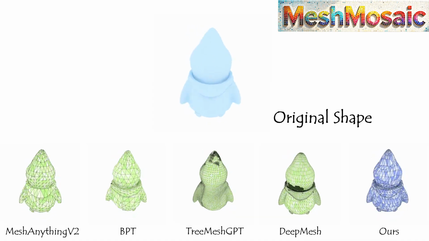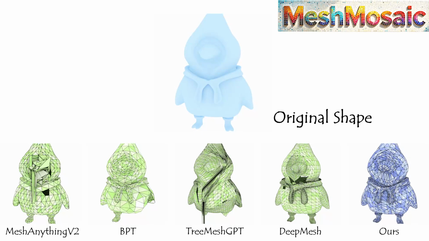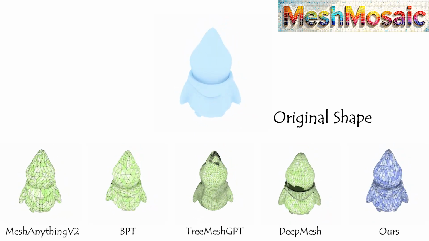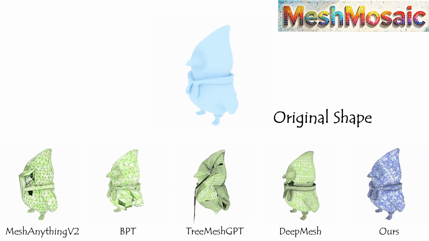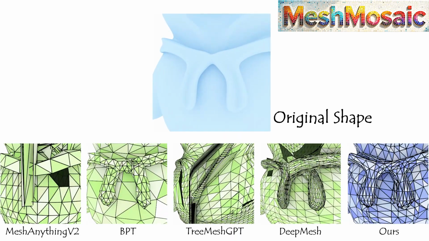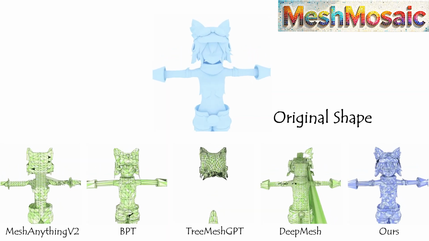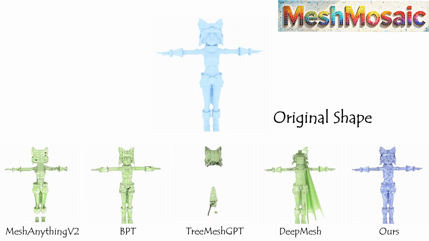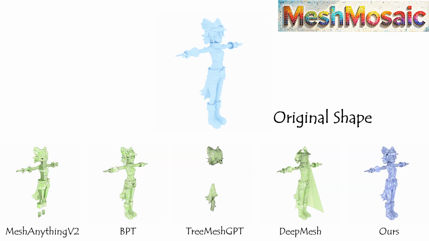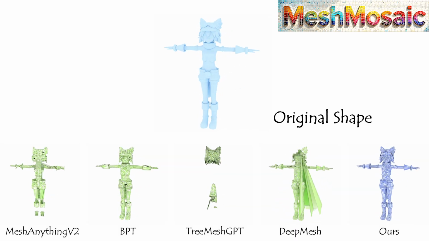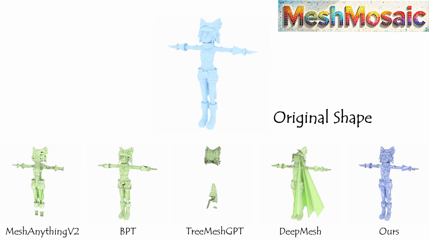Next, we show visual comparisons with state-of-the-art methods. In the first penguin example, our model captures the shape fully and richly, while other approaches often have issues like face distortion and deformation. The second human example makes the difference even clearer. Only MeshMosaic accurately restores the facial details. Other methods either can't manage such complex shapes or end up smoothing out important features.